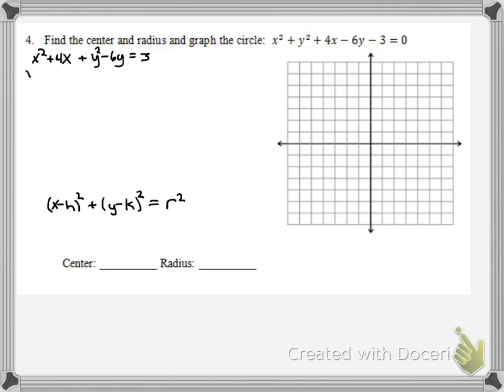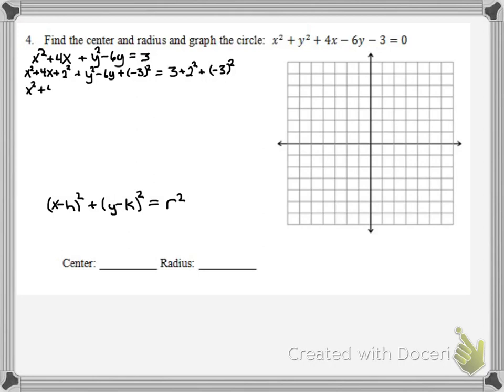Now, how do you complete the square? Well, you take half of 4, which is 2, and you square it. For y's, we take half of 6, which is negative 3, and we square it. Now remember, we added 2 squared on the left, we need to add it on the right. We added negative 3 squared on the left, we need to add it on the right.